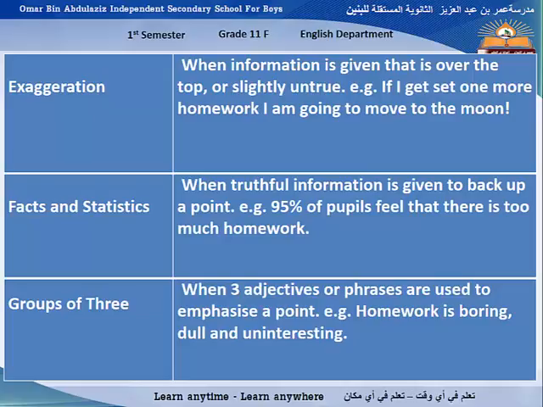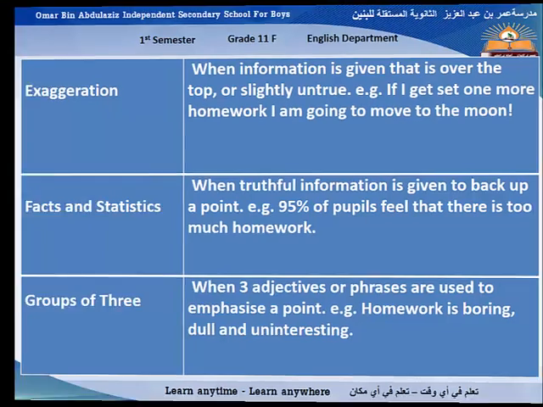Facts and statistics. This is when truthful information is given to back up a point, for example, 95% of pupils feel that there is too much homework. It's a good technique that we use to make the meaning strong. Also, group of three, and we explained it before: homework is boring, dull, and uninteresting.